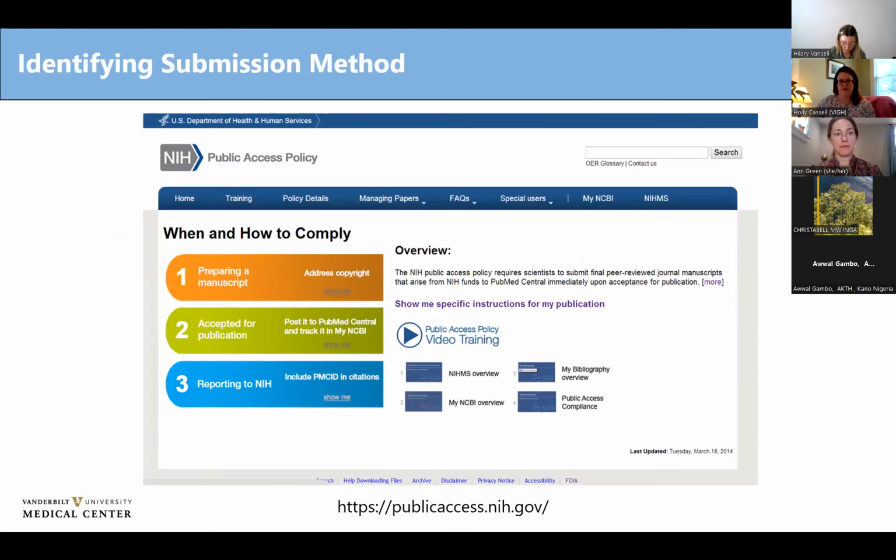So for the sake of time, I'm not going to go over the details of how to submit a manuscript, but just know there are several methods. And this website is user-friendly, and you can look up by journal what the process is. Sometimes the journal submits on the author's behalf. Sometimes the author has to submit. And you may be responsible for doing this for your investigators. If you click on the training tab, there are countless resources and videos to show you how to utilize the tools for managing your bibliography and how to manage public access compliance. This is a great website to share with your investigator and your study teams.